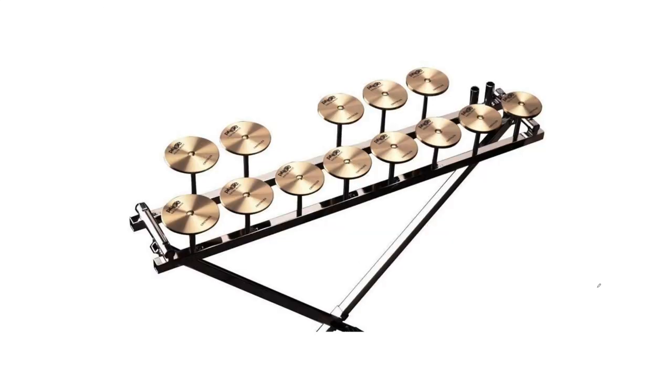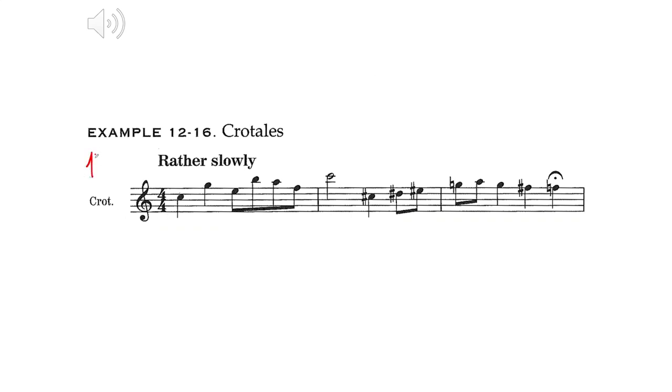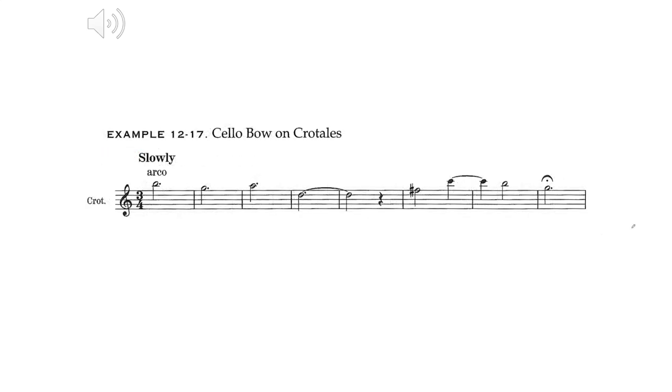Those are crotales. They are small metal plates giving definite pitches, but the sound is 2 octaves higher than the notation. Let's listen to it. Like vibraphone, crotales can also be played by a cello bow. Let's listen to it.